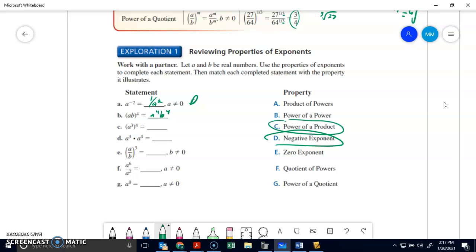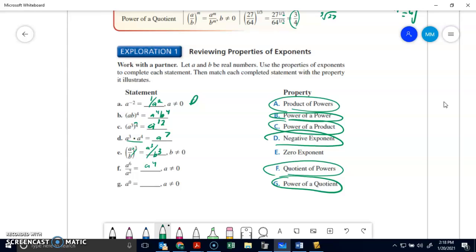A to the 3rd to the 4th. Power to a power, we multiply. A to the 12th. Power of a power. We're multiplying, you add exponents. Product of powers. A to the 3rd, b to the 3rd. Each one gets its own exponent. So we're raising each of these to the 3rd separately. It's power of a quotient. When you divide, you subtract. Quotient of powers.